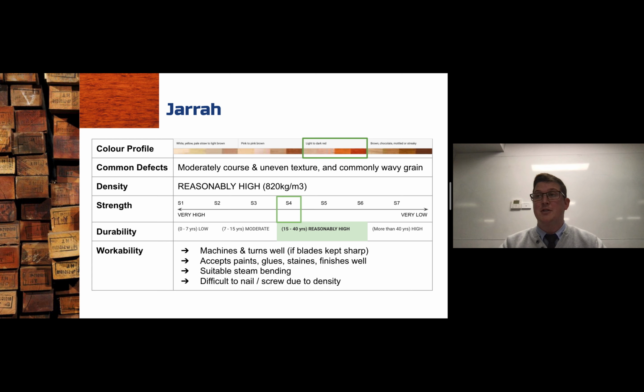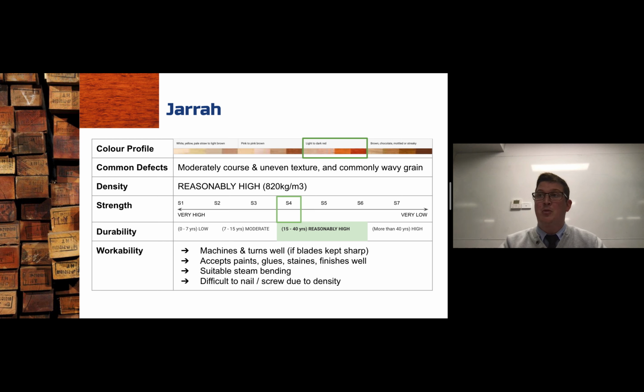For this same reason, I probably wouldn't be cutting Jarrah with a tenon saw if I could avoid it, because it's obviously going to cut through those teeth real quick and blunt. And it accepts paint, glues, stains and finishes well, just like spotted gum. You can see those tight grain patterns, things with wavy grain starting to accept paints, glues and stains really well. This species is really suitable for steam bending, so if you wanted to explore some bending techniques using steam, Jarrah is one of the species that can work well for you here.